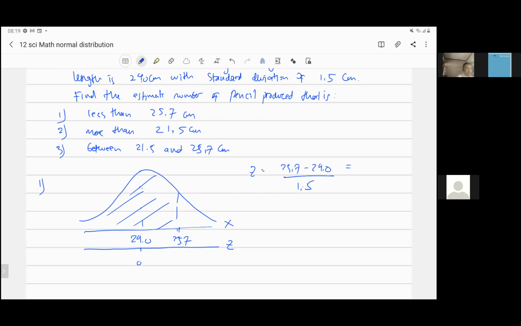1.13. Make this into 3 decimal places. 1.133. So this is 1.133. The area will be the proportion of Z less than 1.133. That's simply phi of 1.133.